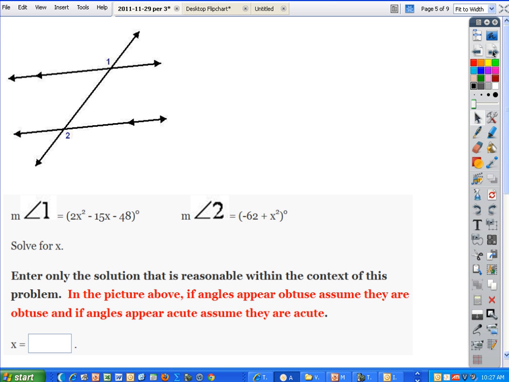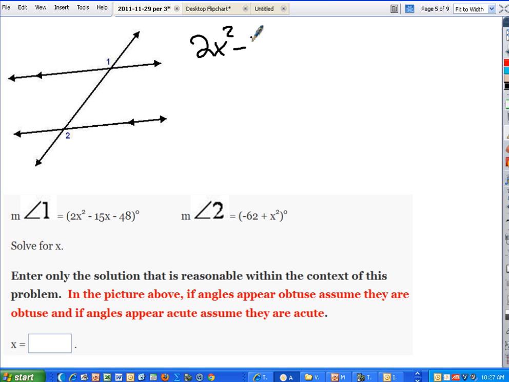What's the relationship between 1 and 2? If these lines are parallel, then they would be congruent, wouldn't they? Because they're alternate exterior angles, and that's what we know. If parallel lines are cut by a transversal, alternate exterior angles are congruent. So I can set them equal to each other, and I'll just real quick zip through this.